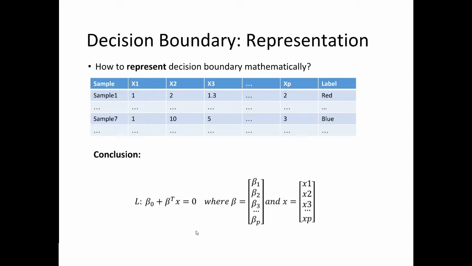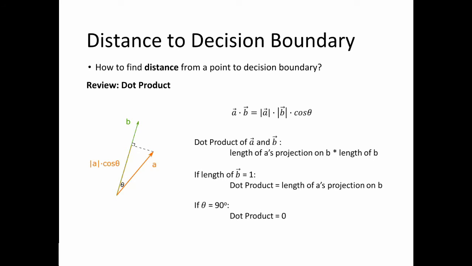If you still recall, the best decision boundary was the one that maximizes the distance between the nearest points on the two sides of the decision boundary, right? So then the question comes, how do we find the distance between those points and this decision boundary? Let's have a quick review of the dot product, which will be very helpful in finding the distance from a point to a decision boundary.